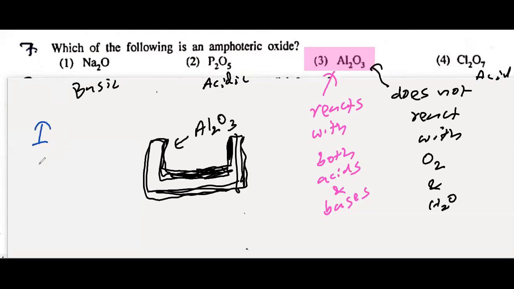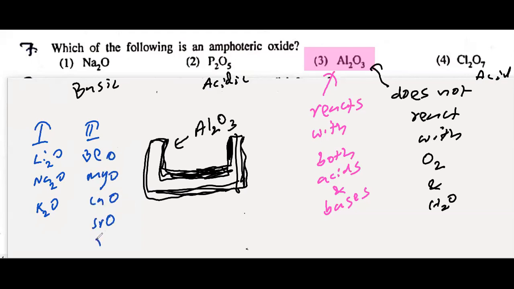All the metal oxides of group 1, any oxide: lithium oxide, sodium oxide, potassium oxide, rubidium oxide Rb2O, cesium oxide. Group 2 metal oxides: beryllium oxide, magnesium oxide, calcium oxide, strontium oxide, barium oxide. All the group 1 and group 2 metal oxides are basic.